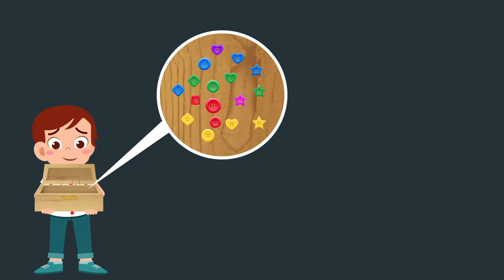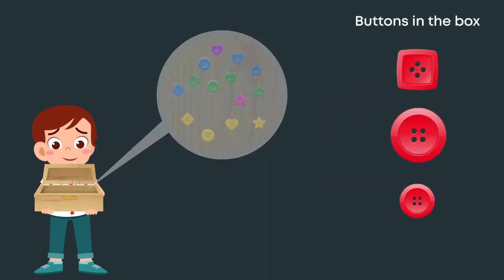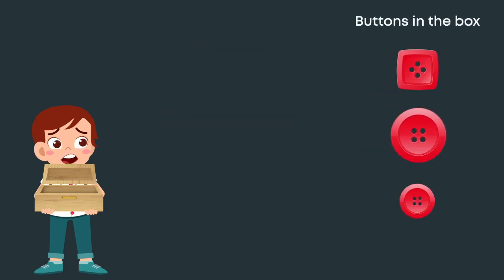Rahul checks the other buttons in his shirt. They are red in color. Rahul finds these red-colored buttons from the box. I need a button which exactly matches the rest of the buttons in my shirt. To find the matching button, Rahul places each button on the original button and checks if it matches or not.